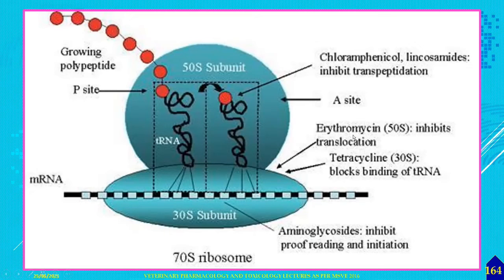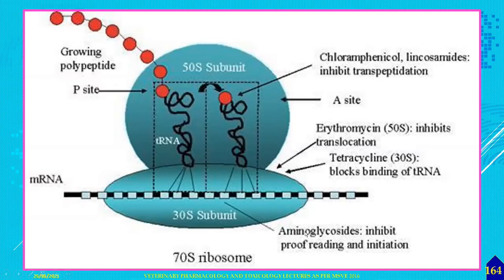Erythromycin is going to block the 50S subunit, whereas tetracyclines are going to bind with the 30S subunits. So you see that the tetracyclines bind with the 30S subunits and block binding of the tRNA. The tRNA should come and bind with the mRNA complex and form the polypeptides. So this step is inhibited by the tetracyclines.